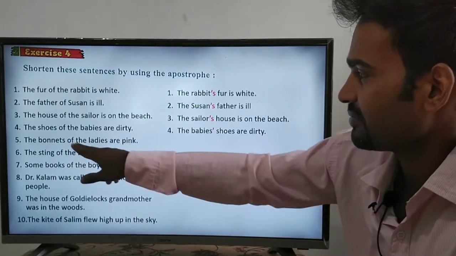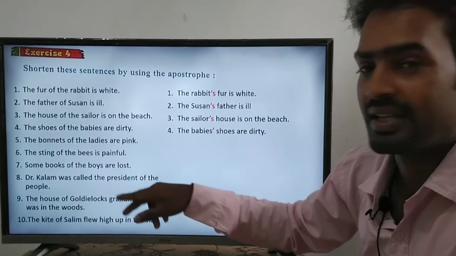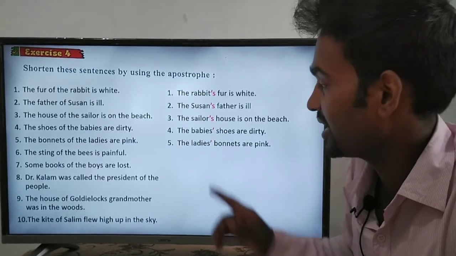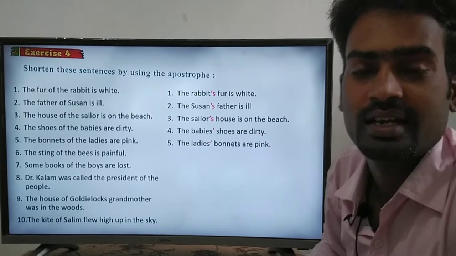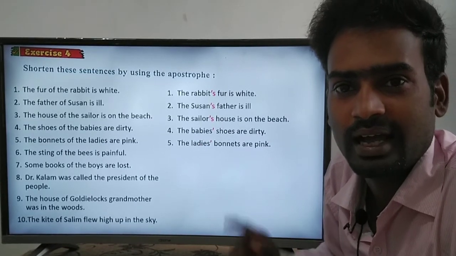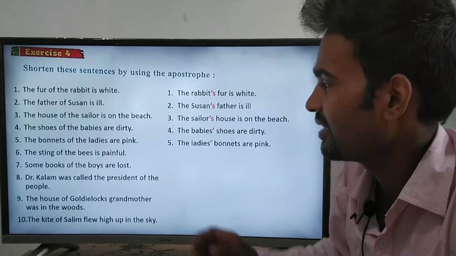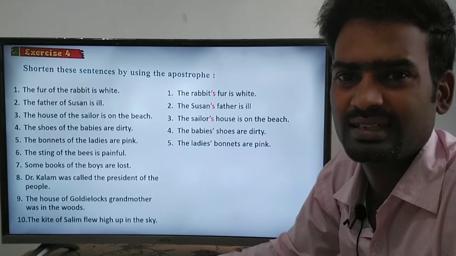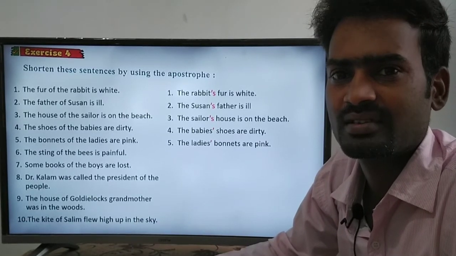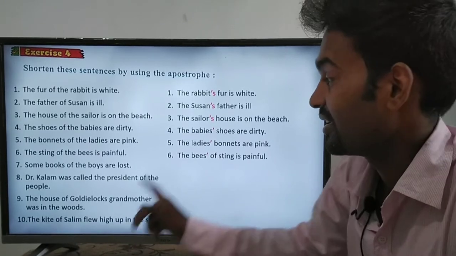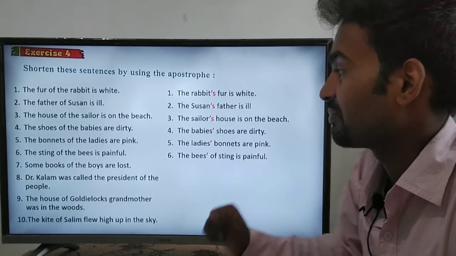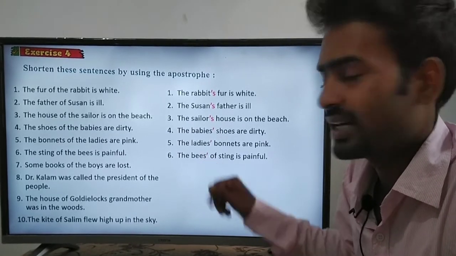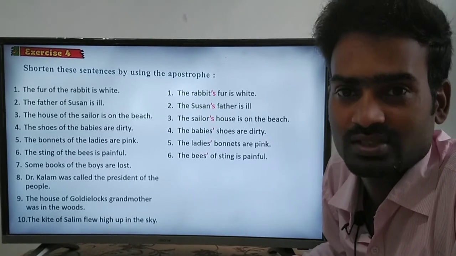The next one, the bonnets of the ladies are pink. Whose bonnets are pink? The ladies' bonnets are pink. Lady is singular and ladies is plural, so we add apostrophe after the s. Clear? And then the sting of the bees is painful, right? When it stings us, it is very painful. Whose sting is painful? The bees' sting is painful. Bees already is in plural, so we add apostrophe after the s, right?